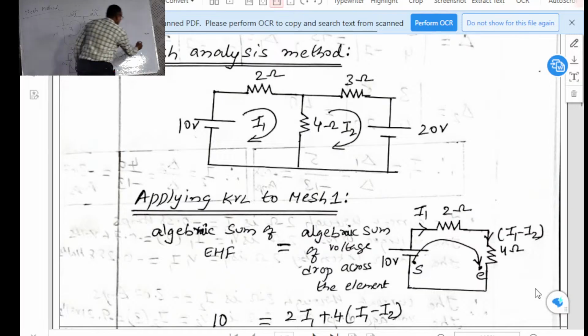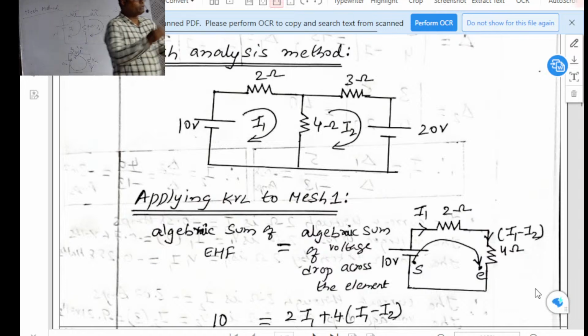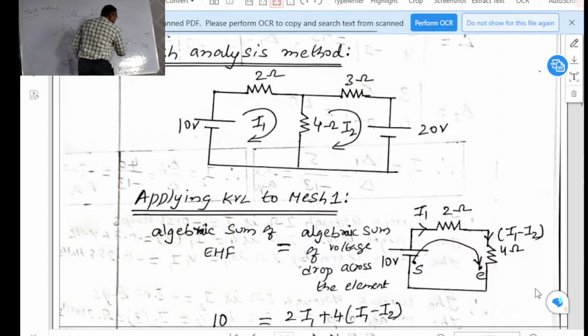Both are clockwise, so the current in this branch is I1 minus I2. Why not I2 minus I1? We are taking I1 minus I2 because my target is mesh 1, and mesh 1 is in charge. So I1 is in the higher position compared to the second one. That's why I1 minus I2 indicates that both are clockwise.